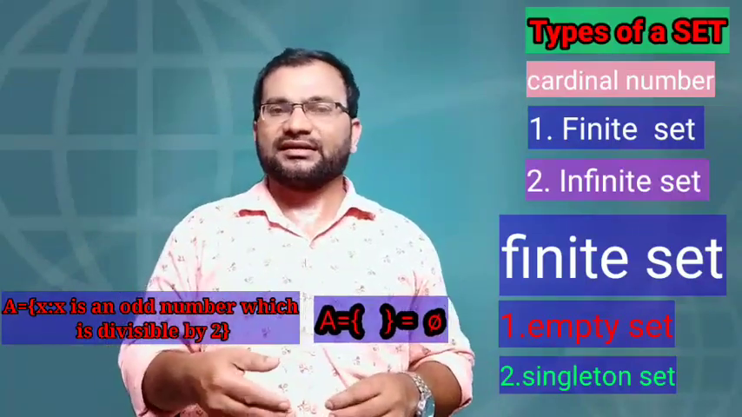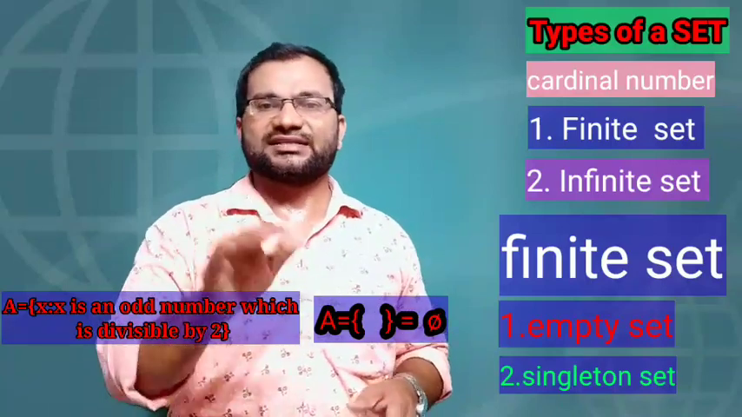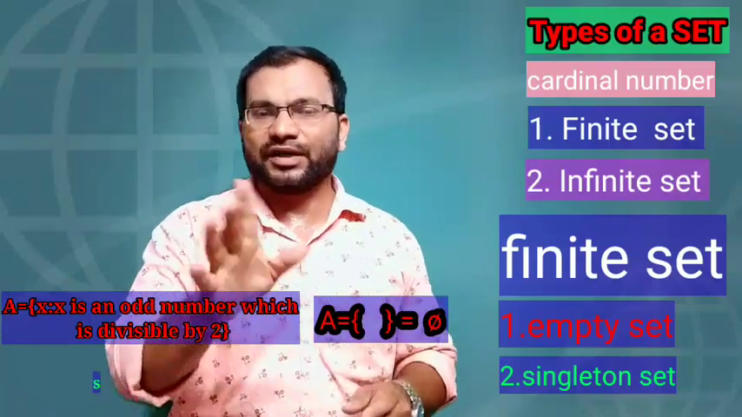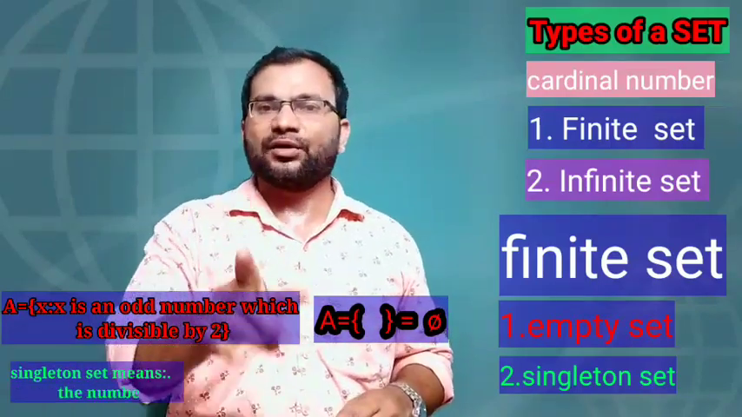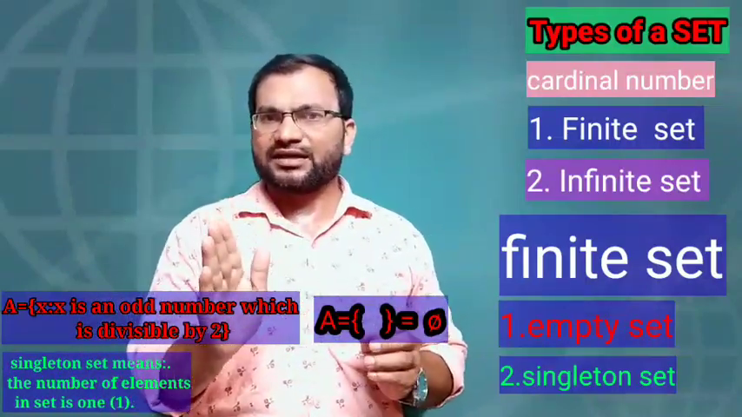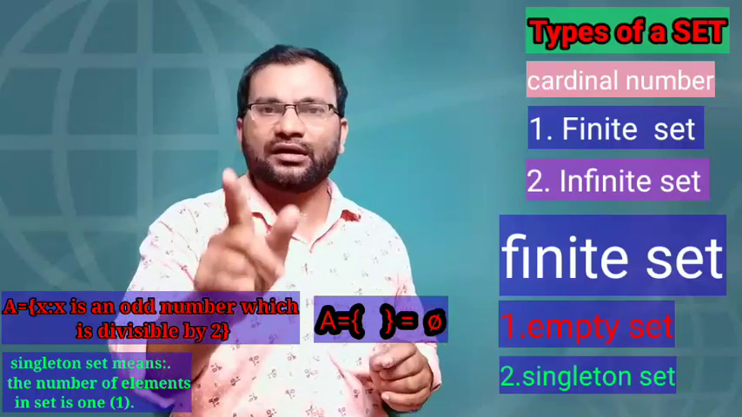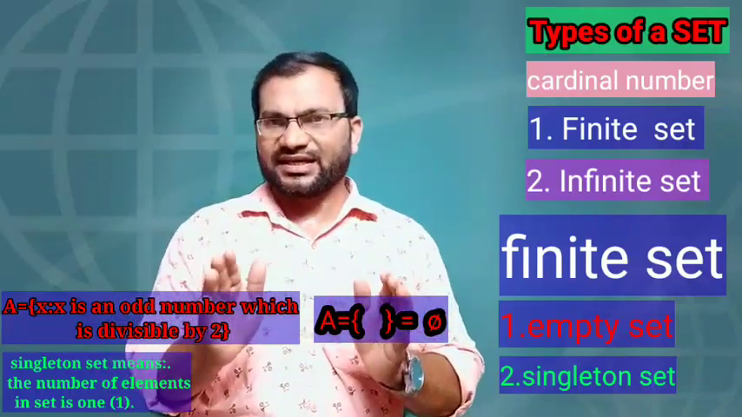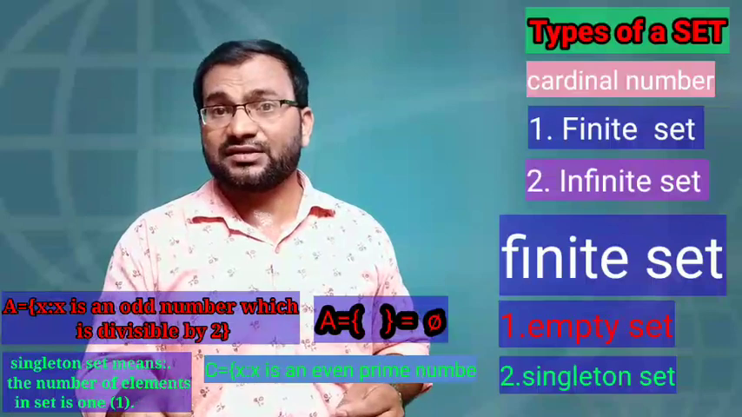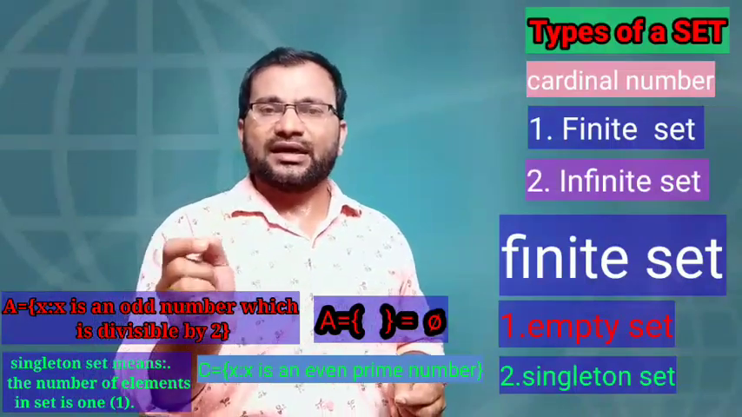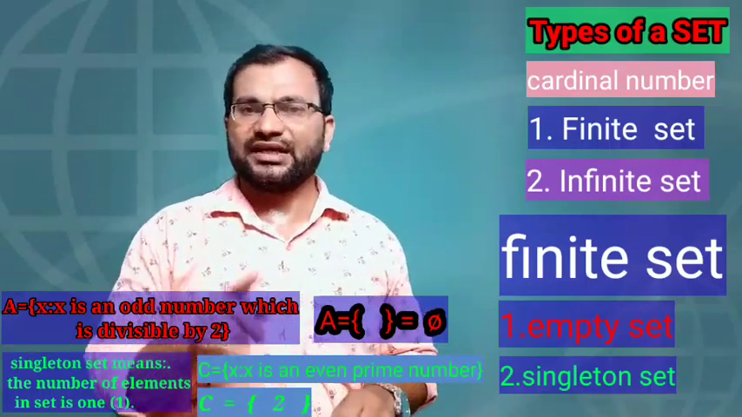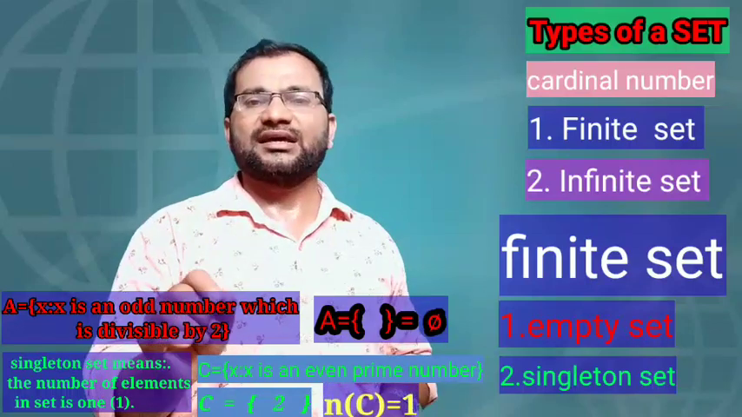And another set in finite set is the singleton set. The word singleton means the number of elements in a set is only one. A set which contains one and only one element is called a singleton set. Suppose my set C = {x such that x is an even prime number}. Even prime number means I get only 2 as my element in my set. So C = {2}. Here n(C) = 1. So it is a singleton set.